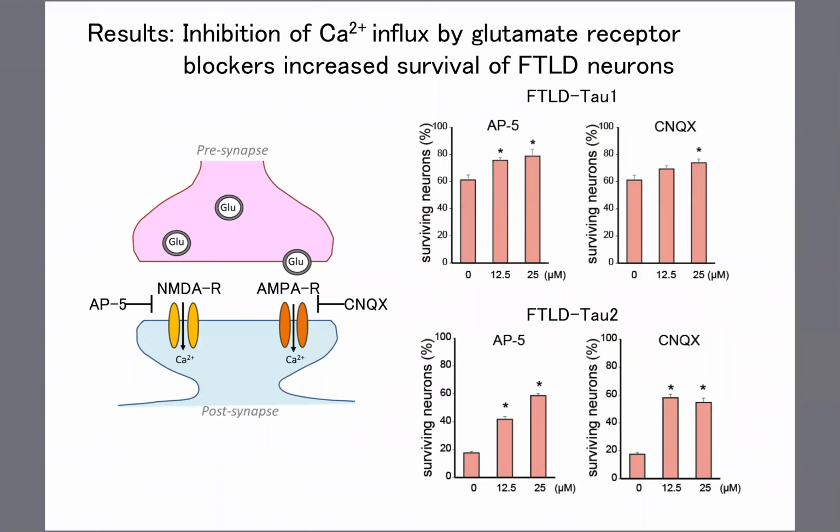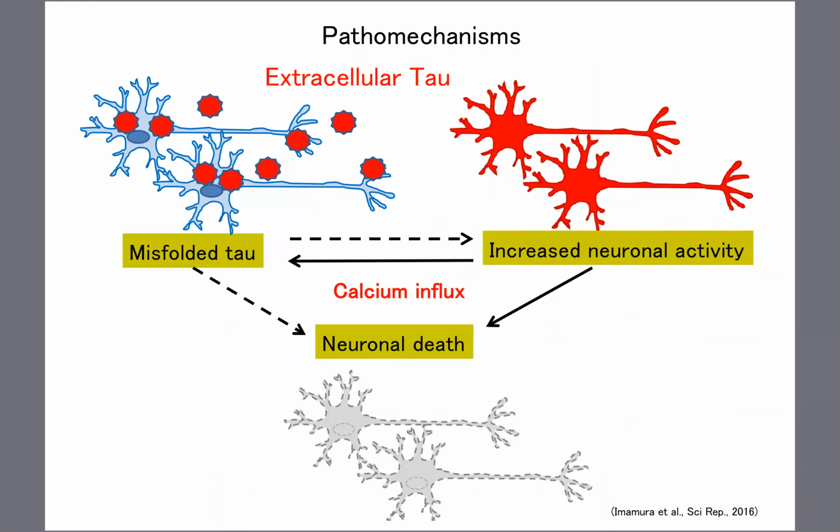Furthermore, inhibition of calcium influx by the NMDA receptor inhibitor AP5 and the AMPA receptor inhibitor CNQX increased survival of FTLD neurons. Collectively, the several phenotypes of FTLD neurons, including accumulation of misfolded tau and neuronal death, are similar for both intronic and exonic tau mutations, and neuronal activity-relevant calcium influx modulates neurodegeneration in FTLD.